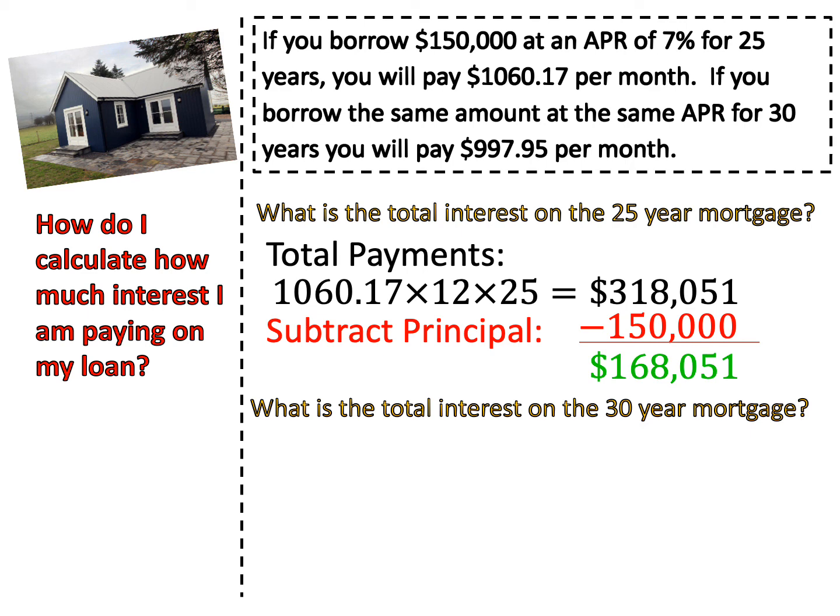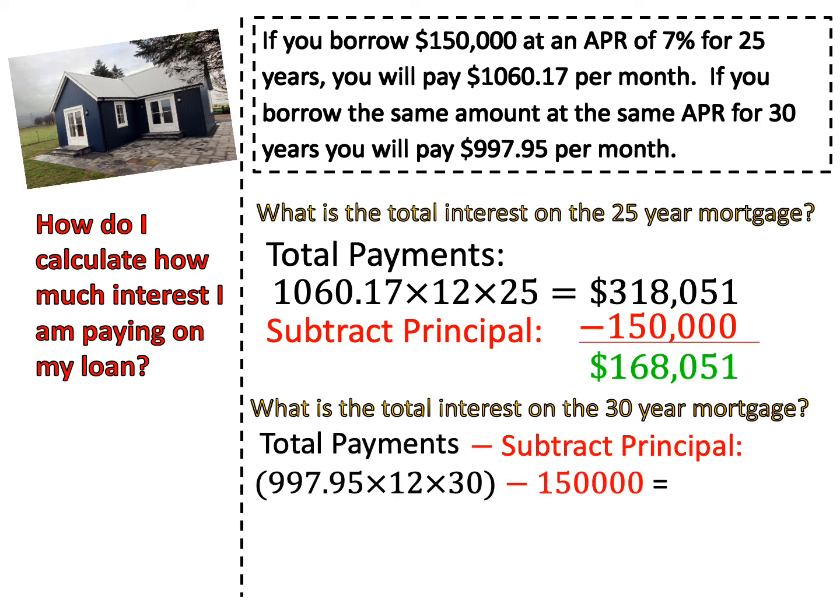Okay. Now we're going to do the same thing for the 30-year mortgage. What is the total interest on a 30-year mortgage? So we're going to take the total payments and subtract the principal. Again, we're going to take $997.95, multiply it by 12 because there's 12 months in a year, and multiply it by 30 because we're paying for 30 years, minus $150,000. And when you plug it in, you get $209,262. Okay, so it turns out that the longer the mortgage, or the more years that you pay, the more interest that you end up paying at the end.